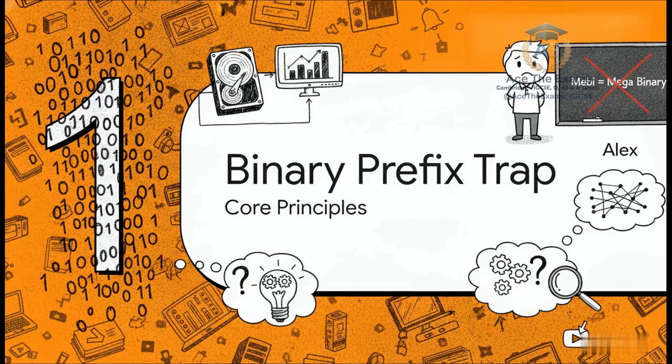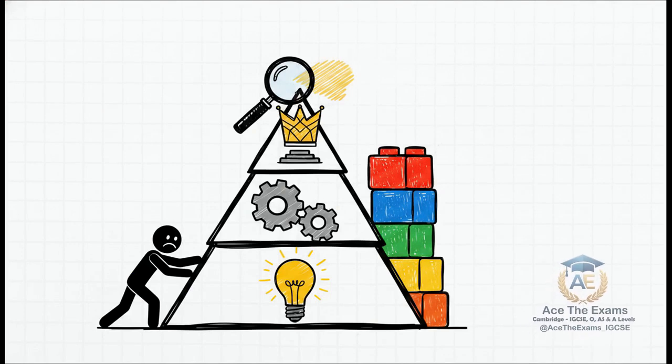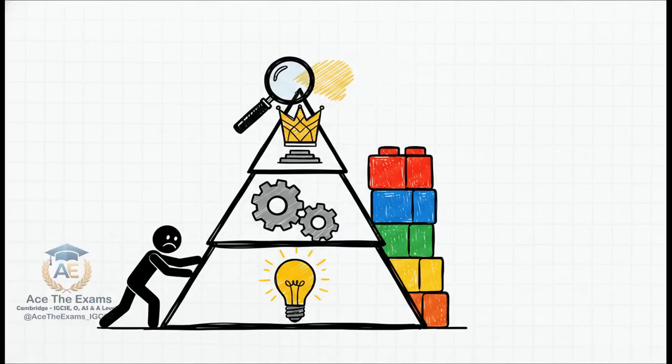Section 1, the binary prefix trap. Let's get right into the core principles. Okay, the whole foundation of the Cambridge assessment framework is that it strictly prioritizes analytical depth over superficial breadth. Examiners are testing your logical reasoning across 3 very distinct cognitive domains: knowledge and understanding, application, and analysis.